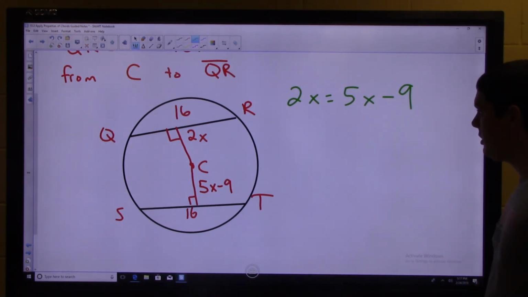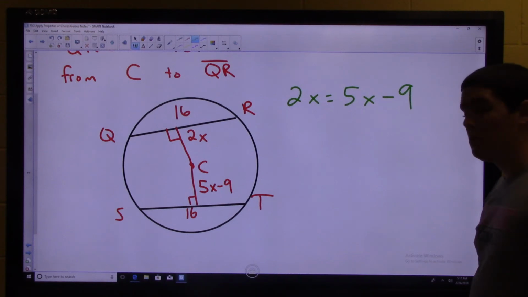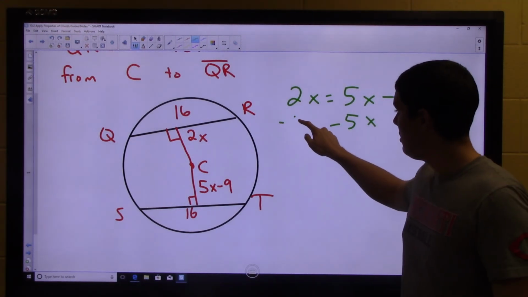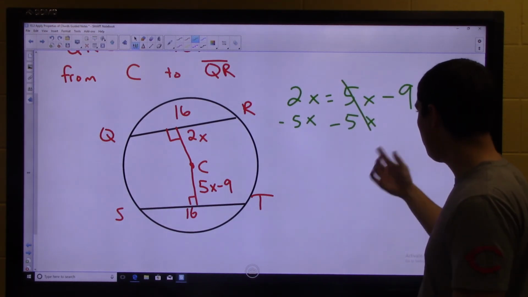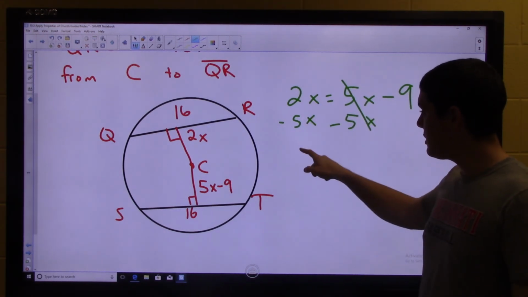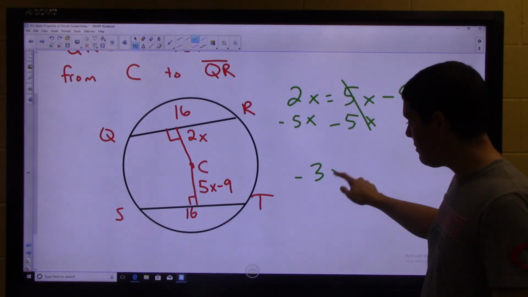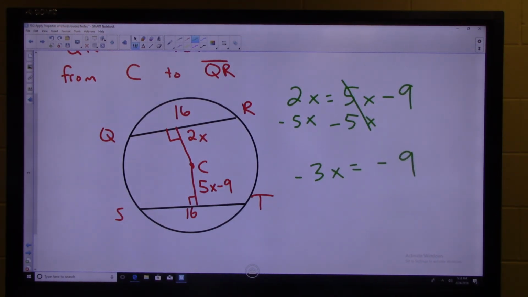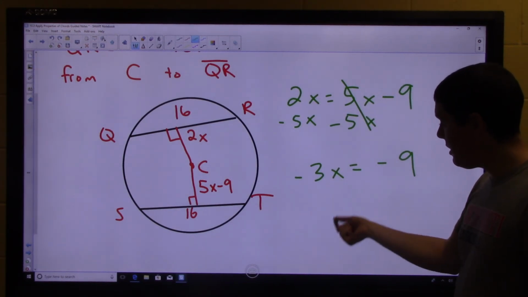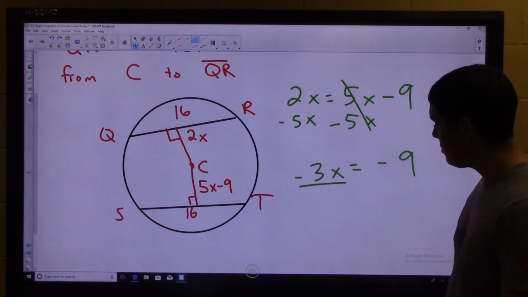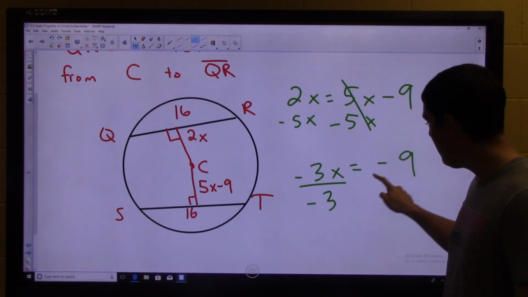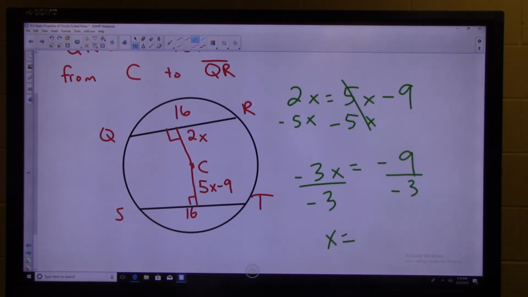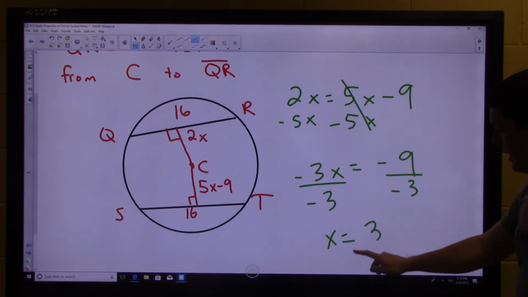Whatever you want to do first here, I'm going to subtract 5x from both sides. So 5x minus 5x is 0. 2x minus 5x is negative 3x. Don't forget the negative. That's equal to negative 9. And then to solve, I need to get x by itself. I need to isolate x. So in order to undo multiplication by -3, we divide by -3. And so x is going to equal -9 divided by -3. It's going to be +3.